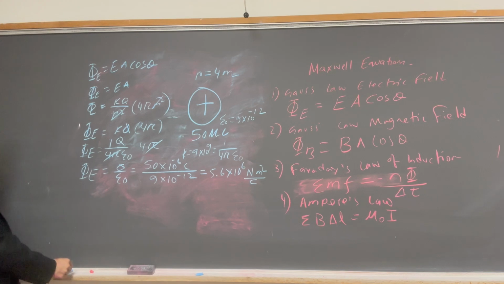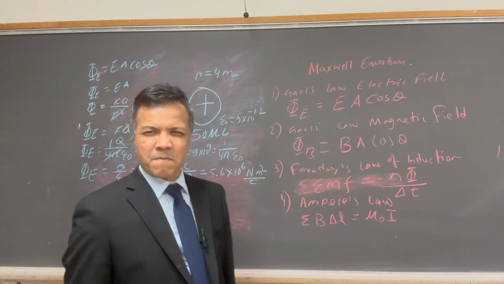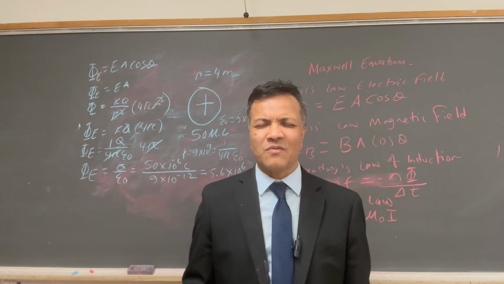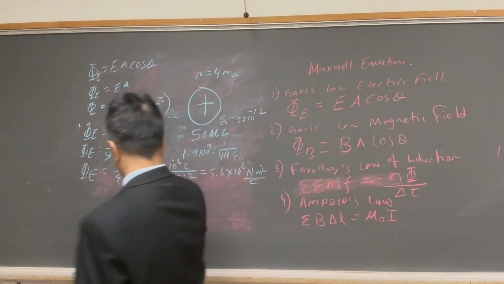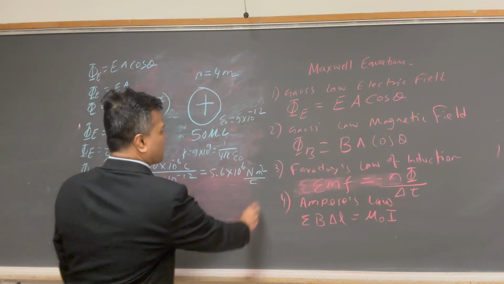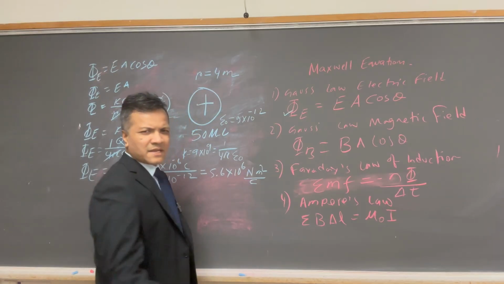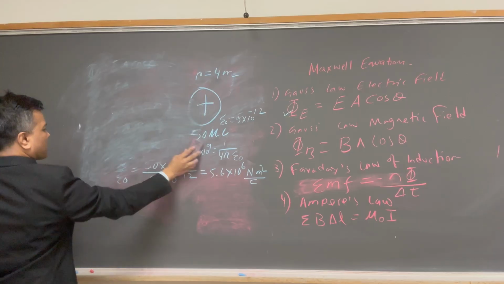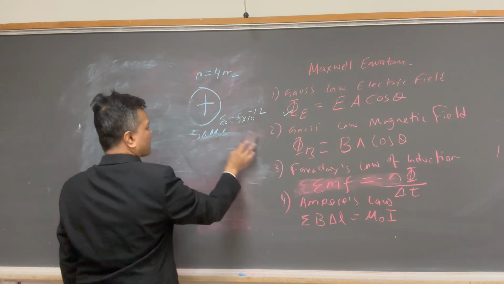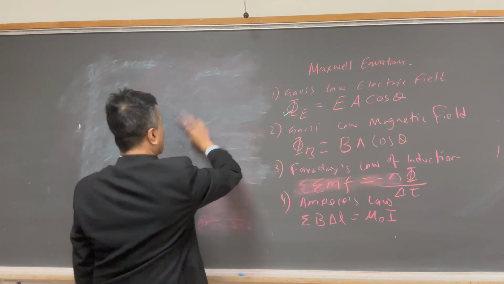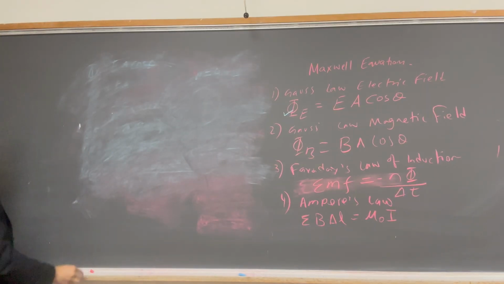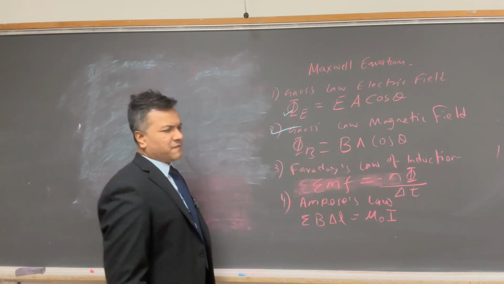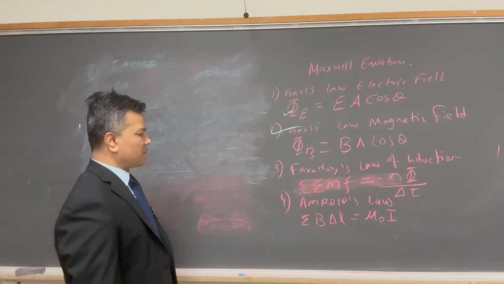Okay, this is how you can find the flux. This is electric flux, and then let's go over an example of a magnetic flux. So this one was electric flux. Let's go over a magnetic flux. So how are we going to do magnetic flux? We're going to do Gauss law for magnetic field. So we're going to find magnetic flux.